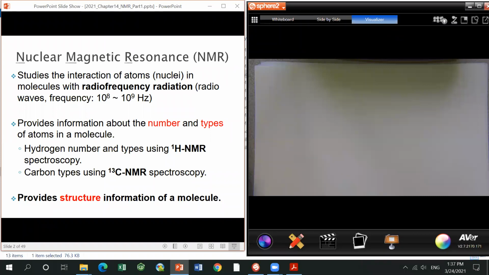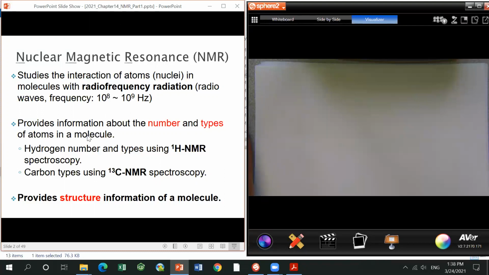NMR stands for nuclear magnetic resonance. It studies the interaction of the atomic nucleus with radio frequency. Radio frequency has a very long wavelength, a very low frequency, and low energy. This energy is so low that it can only change the spin direction of the nucleus, and it provides information about the number and types of atoms in a molecule.